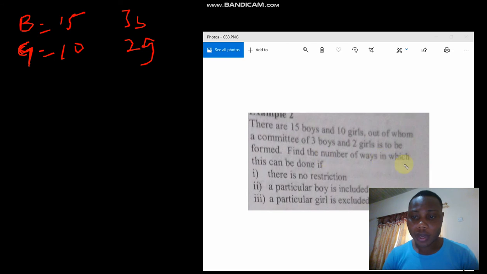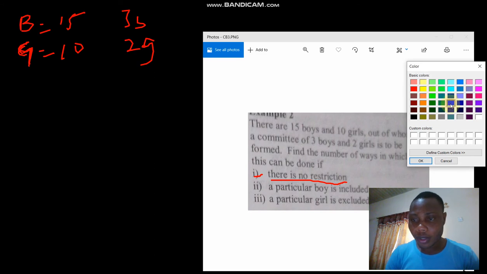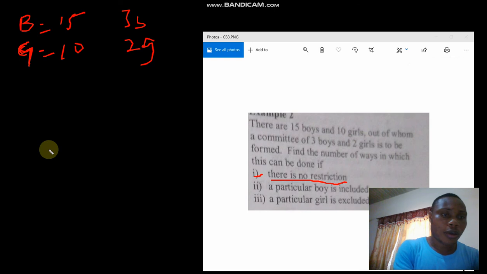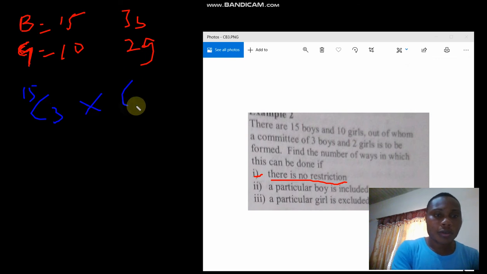Find the number of ways in which this can be done if there are no restrictions. So we just find the number of ways. In how many ways can we select 3 boys out of 15? That's 15 combination 3, multiplied by the number of ways we can select 2 girls out of 10. So we just do that.